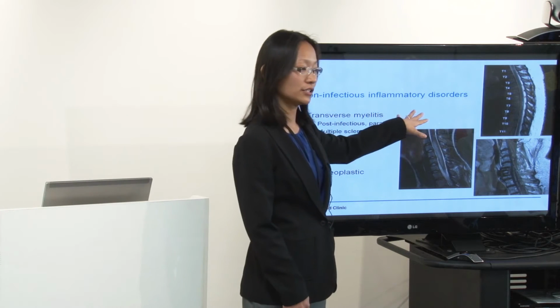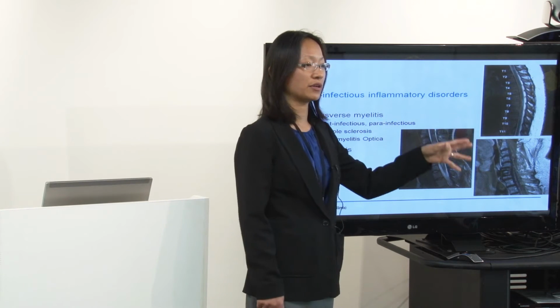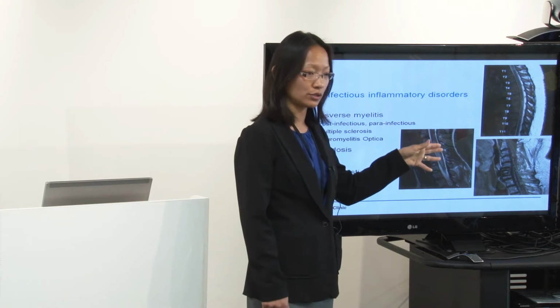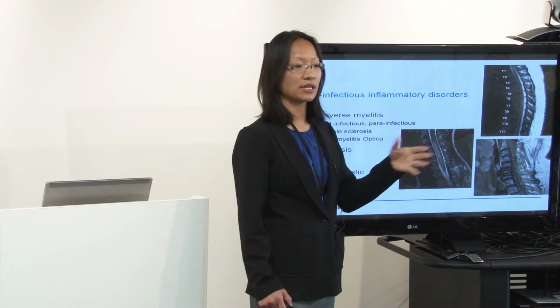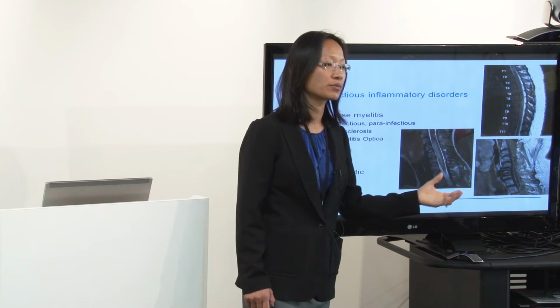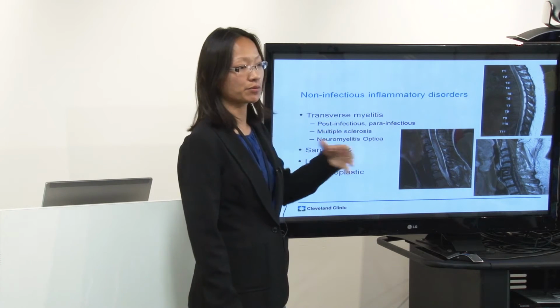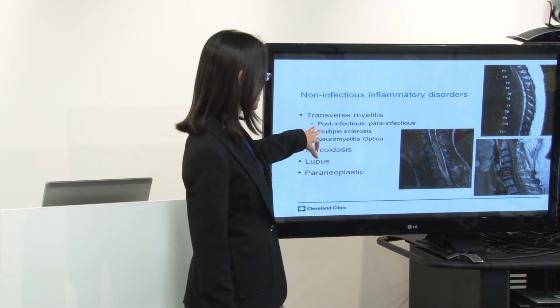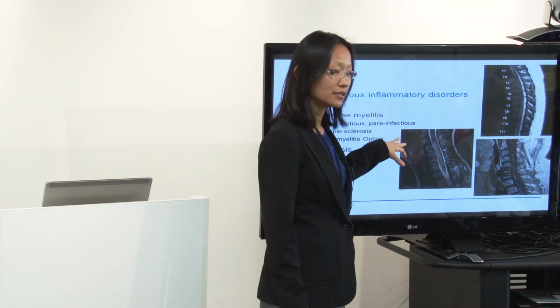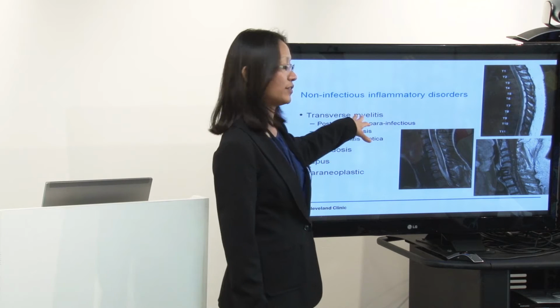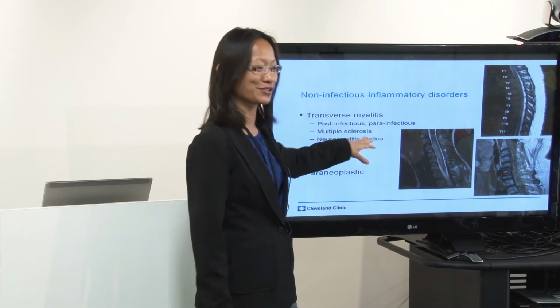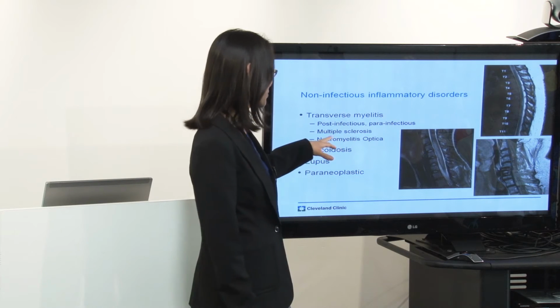These are the non-infectious inflammatory disorders. When we talk about inflammation, it is usually due to infection. Sometimes it's just due to other inflammatory processes, other autoimmune diseases. This is the one that in my practice I come across a lot. The most common is what we call a transverse myelitis. All that means is infection or inflammation of the spinal cord. So it's very simple. It's a fancy word, but it really means simple things.